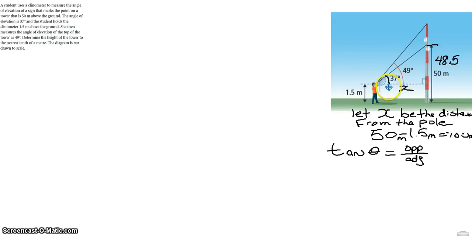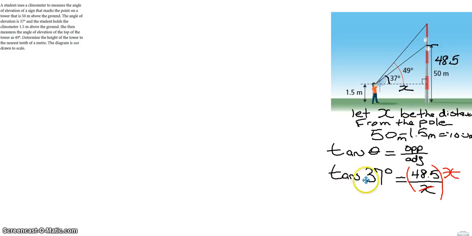If we take our angle here, which is 37 degrees, we're looking for the side x. We know that this right here is 48.5. This sets up as an opposite and an adjacent, and we have an angle, so this is a tan ratio. We say tan of theta is equal to opposite over adjacent, and we fill in our values: tan of 37 degrees is equal to 48.5 divided by x.